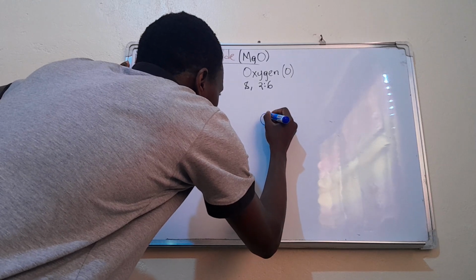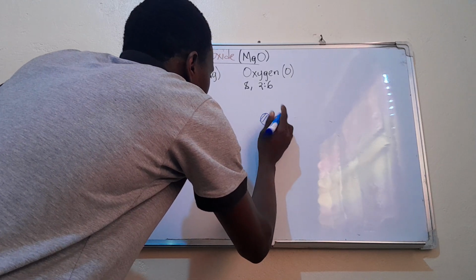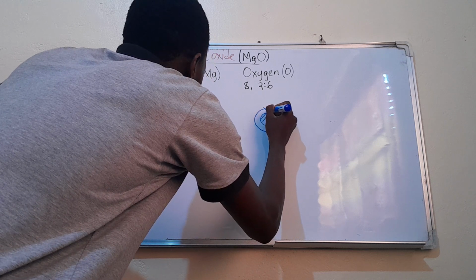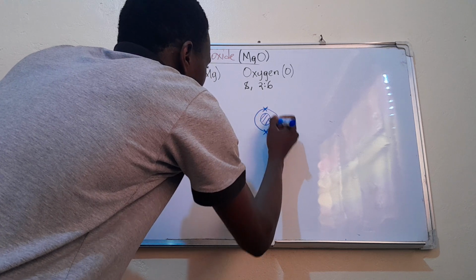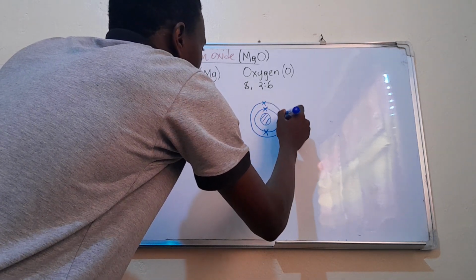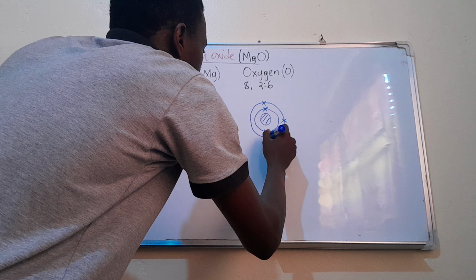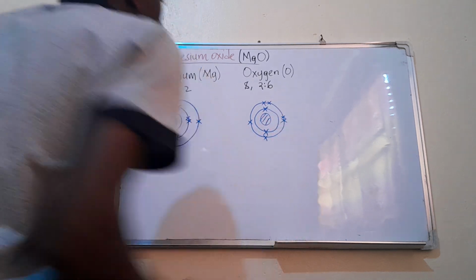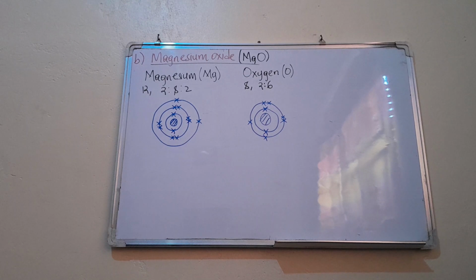Oxygen, we shall have something of this form. The last shell has 1, 2, 3, 4, 5, 6. We're having both atomic structures, one for magnesium, another one for oxygen.